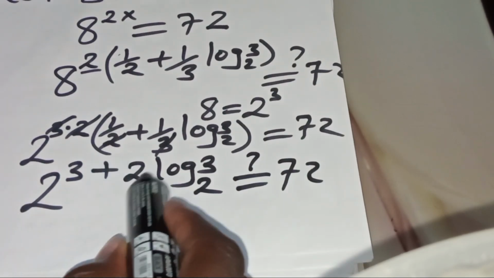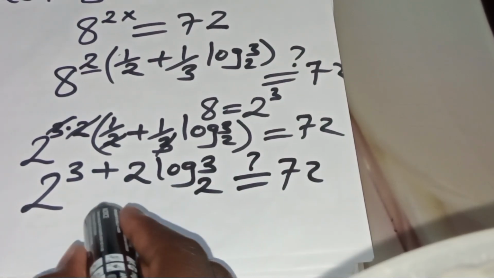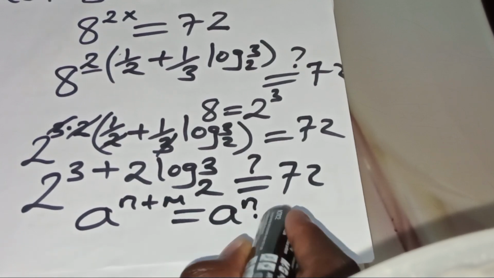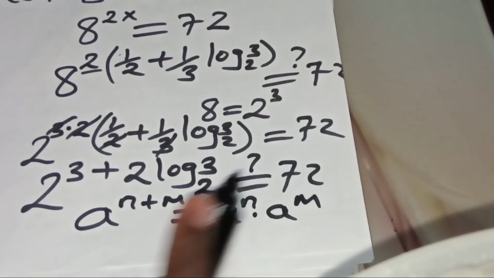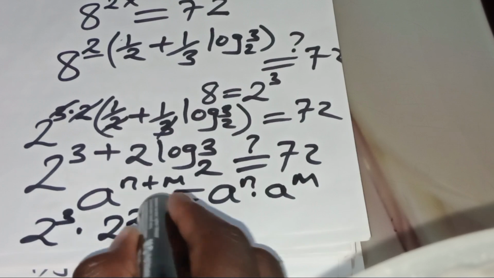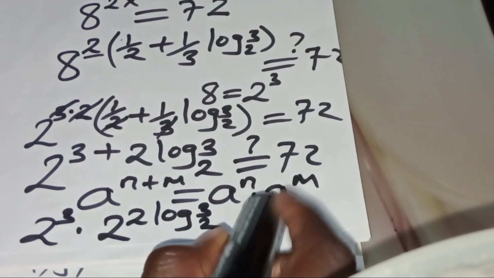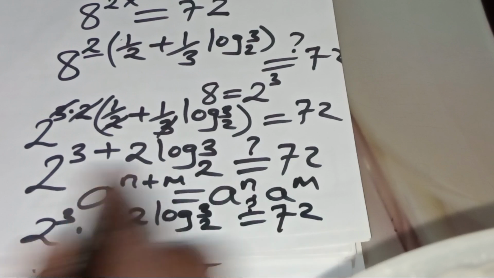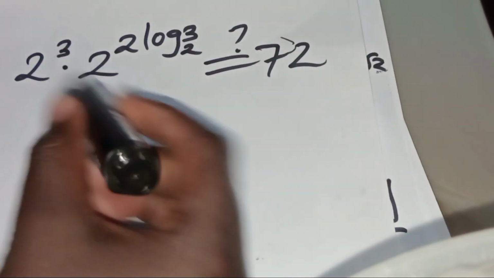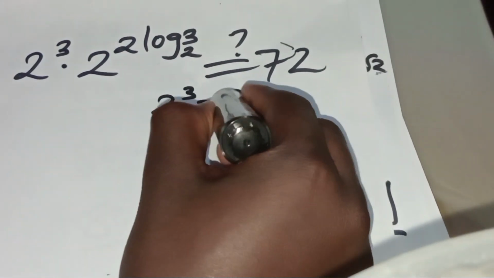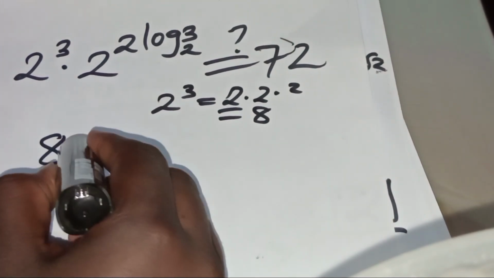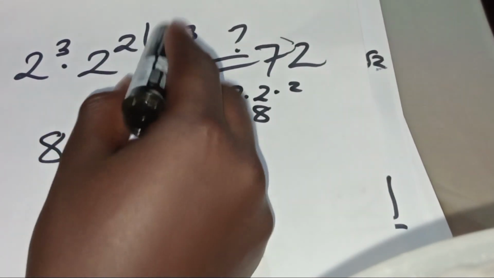Now 2 to the power 3 plus 2 log 3 to base 2 is in the form of 8 to the power n plus m, which we can express as 8 to the power n multiplied by 8 to the power m. Let's apply this property so that we'll have 2 to the power 3 multiplied by 2 to the power 2 log 3 to base 2. This should give us a value of 72. Let's check if this is true. 2 to the power 3 is the same thing as 2 times 2 times 2, and this is equal to 8. So this is the same thing as 8 multiplying by 2 to the power 2 log 3 to base 2.